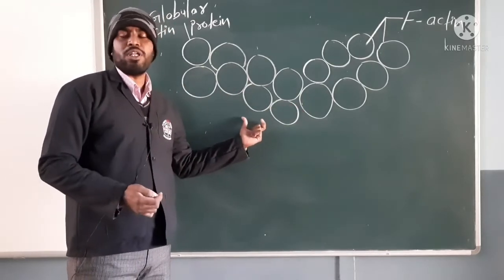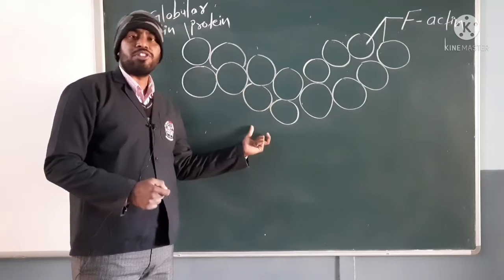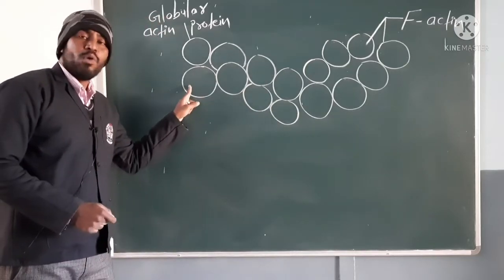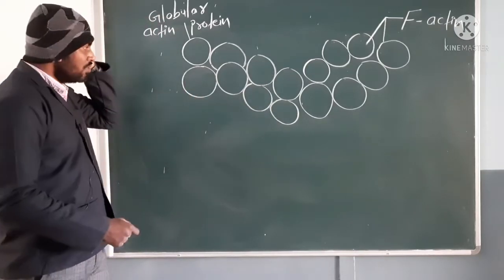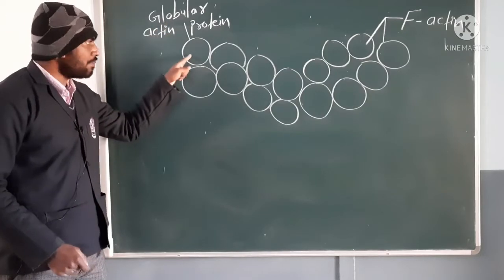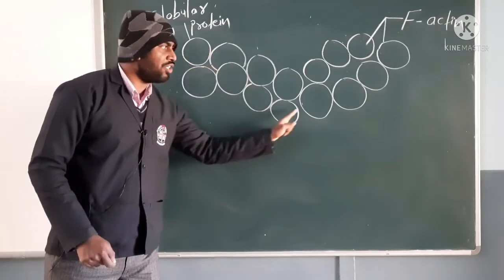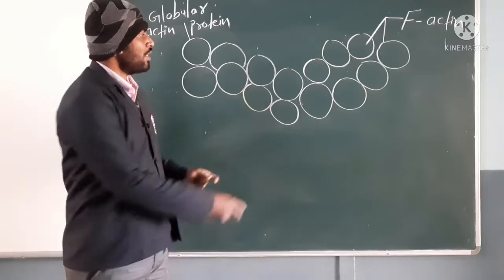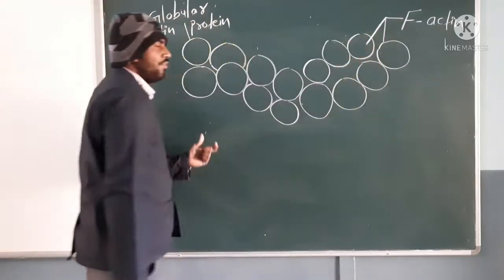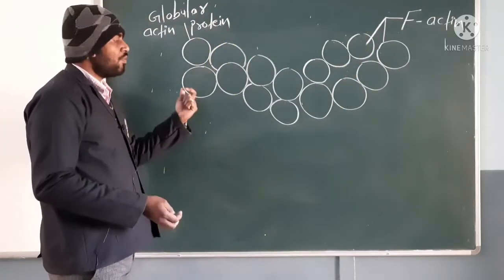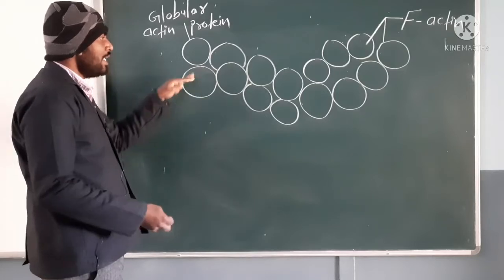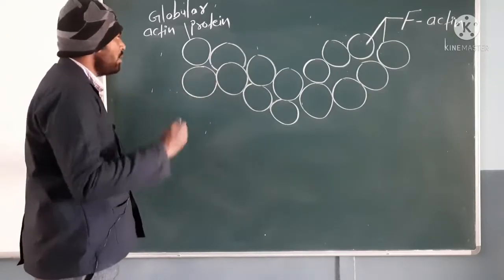Okay, so each chain is a polymer. We know in chemistry polymer means a macromolecule which is made up of a number of monomers, single molecules. So these globular actin proteins arrange in chain form and form the F-actin filament, or filamentous actin chain. Okay, two chains are wound together in actin protein.